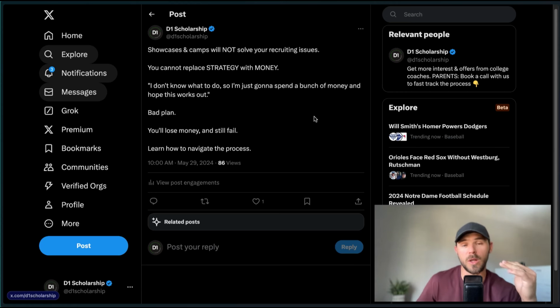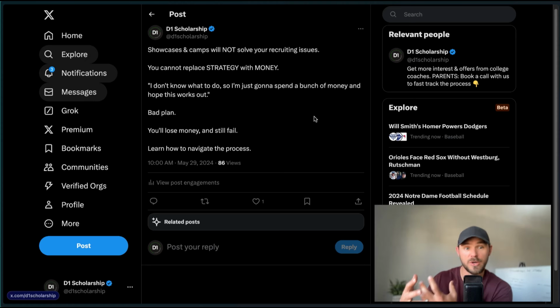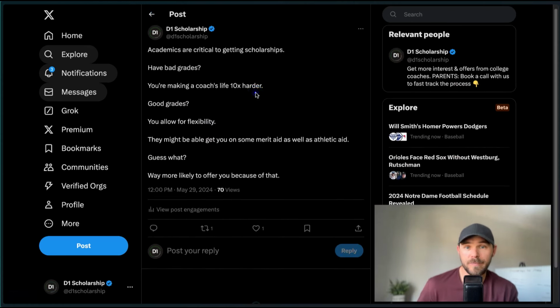But we need to rely on strategy, not money, because if you rely on money, you're going to run out of it quickly. It's going to be very expensive. And also, money aside, just time-wise, it's going to be insane. Trying to go to every showcase and camp and tournament, it's just going to be too much. And so instead, take either money and go get a strategy or figure out a strategy or whatever it is, because that is what is going to ultimately get you the best results in the most efficient manner.